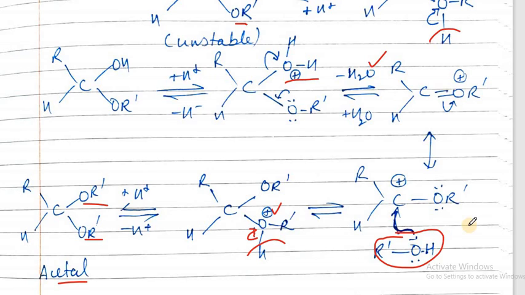So the aldehydes and ketones react with alcohols in the presence of dry HCl gas to give first the hemiacetal. This is hemiacetal, but it is unstable, and then the reaction is repeated again with a second molecule of alcohol, and it goes through these steps, and finally we get acetal.